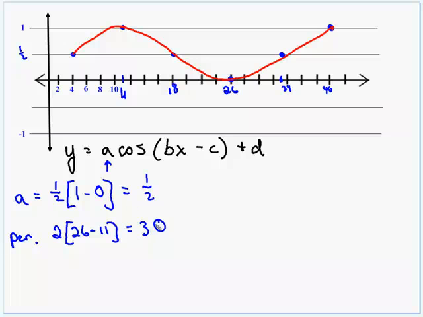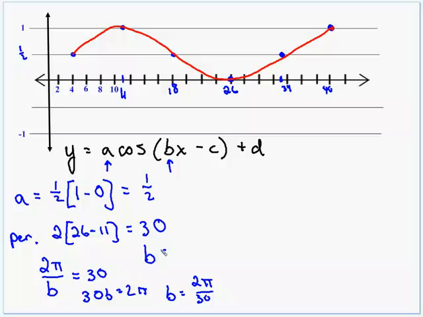So the period is 30, and we found the period by taking 2 pi, the unit circle's radians, dividing it by b, the variable in front of x. And now we know that this is equal to our period, and we know the period is 30. So we would multiply both sides by b, get 30b equals 2 pi, and then divide by 30. b is going to equal 2 pi over 30, and we could reduce that down to pi over 15. So b equals pi over 15.